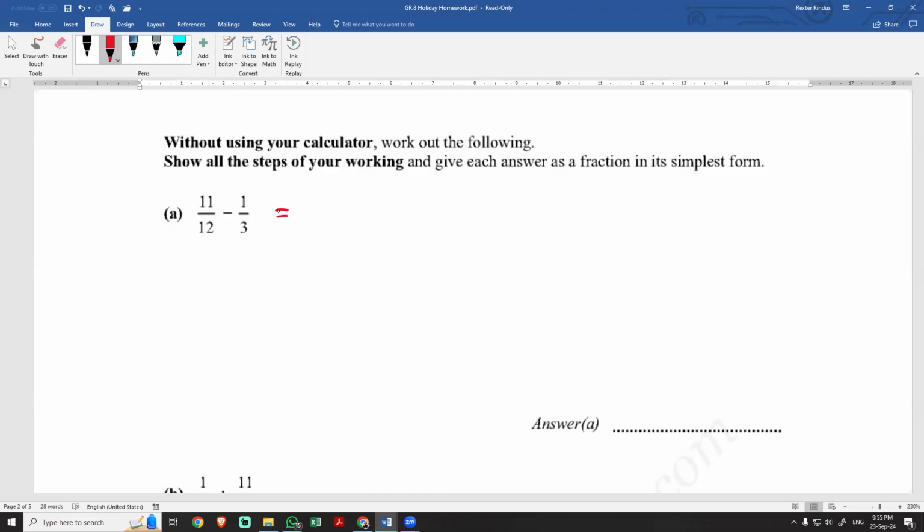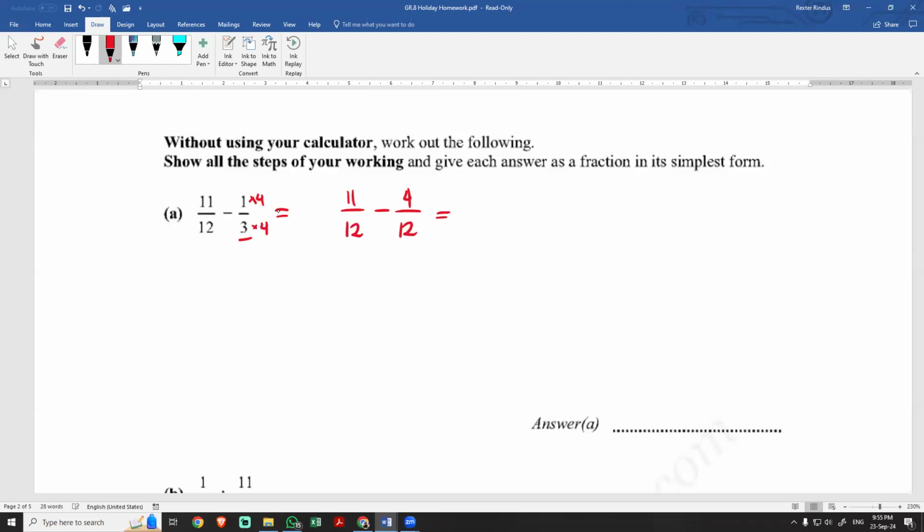If you look at the denominator, we have 12 and 3. I'm sure you can think of a number that when you multiply by 3, it will become 12. And that is the number 4. So you will write 11 over 12 minus, since it will become 12 when you multiply by 4, you have to do the same thing in the numerator also. But it becomes 4 over 12 now.